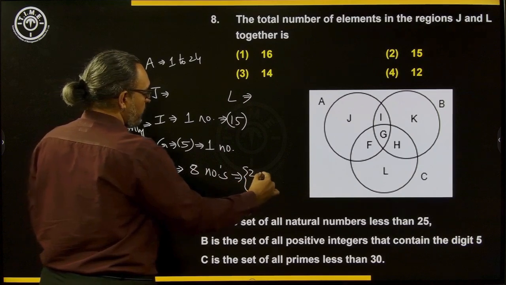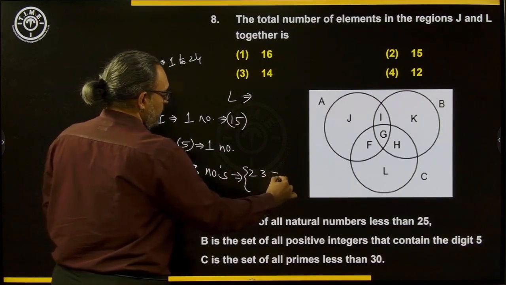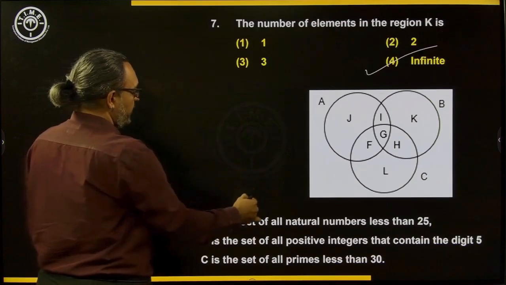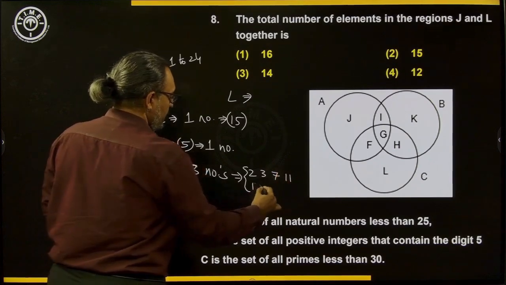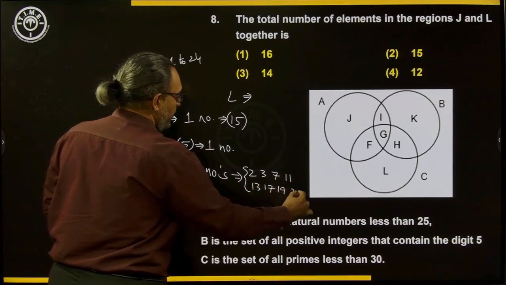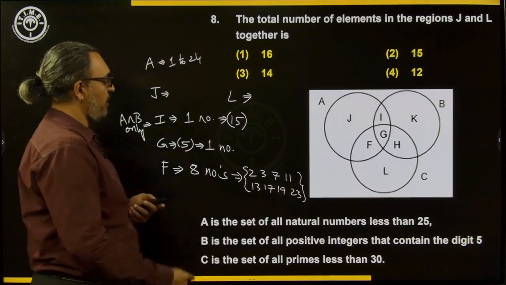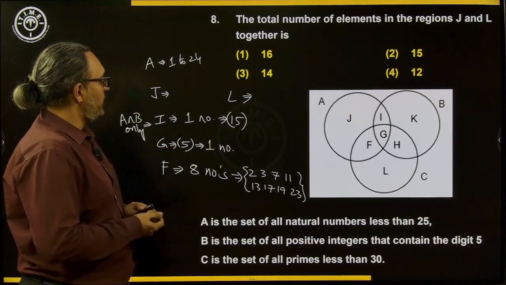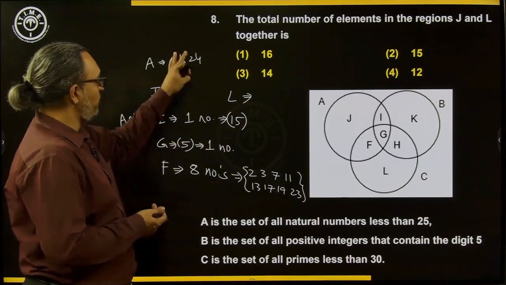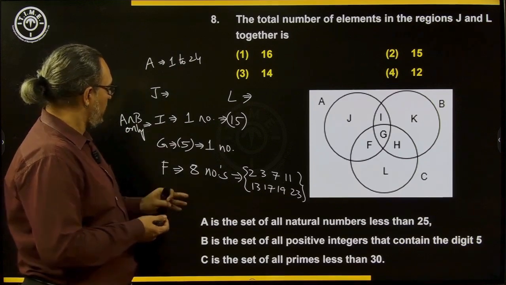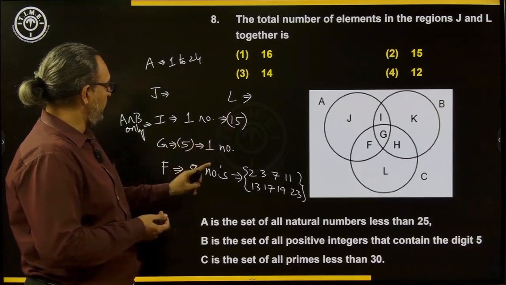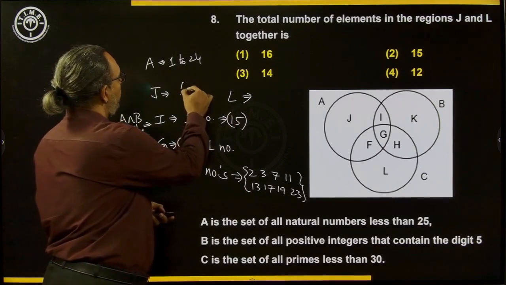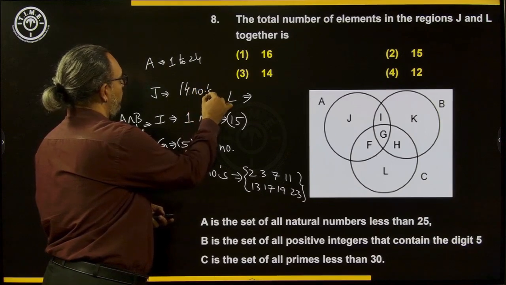Those 8 numbers are 2, 3, 7, 11, 13, 17, 19 and 23. These are the 8 numbers you have in region F. Correct? So now how many will be in J? So minus all this from 24 numbers you will get 10. So basically you have 14 numbers in J, if I can consider.